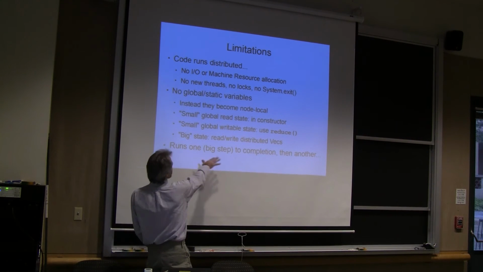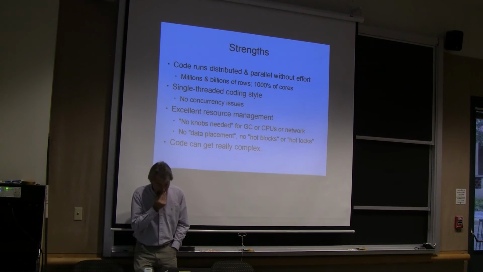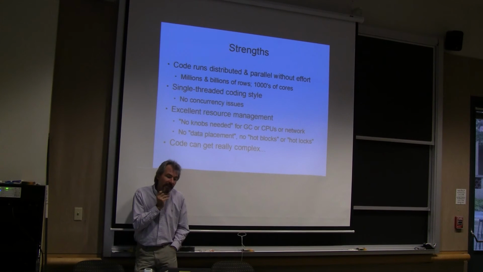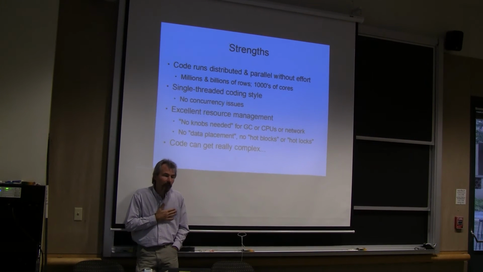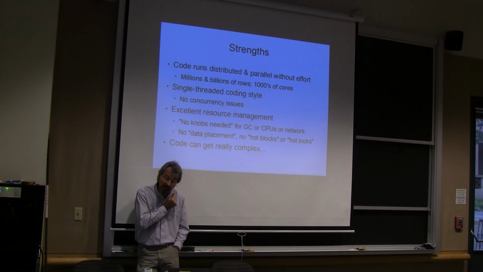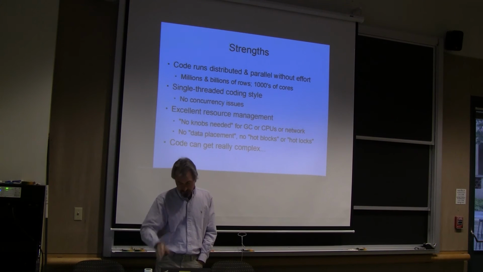And then the coding styles, you're going to run one big step to completion and then another and another and another until you get whatever interesting project done you want to do. So the strength of the code is that it runs distributed in parallel without further effort. You write for i equals 0 to n, do something with a 2D array, and it just works. And I'll show an example here, but I've had lots and lots of examples of it. And it runs on millions and billions of rows and thousands of cores, and you're writing in a single-threaded coding style. There's no knobs needed for GC or CPUs or networks. There's no hot locks. There's no hot blocks. A lot of the issues that people have sweated over for a long period of time don't actually happen here anymore. It just works straight out if you can write code in this style.